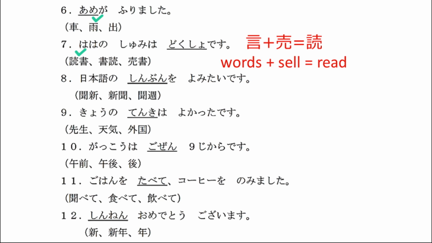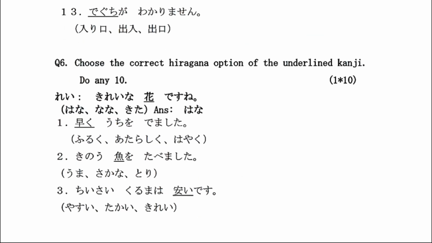Let us see the eighth question. Here we have shimbun, which means newspaper, and the correct option is the second one. In the ninth question, we have tenki, which means weather, and the correct option is the second one. In the 10th question, we have gozen, which means AM or morning, and the correct option is the first one. In the 11th question, we have tabete, which means to eat, and the correct option is the second one. In the 12th question, we have shinnen, which means new year, and the correct option is the second one. In the 13th question, we have deguchi, which means exit, and the correct option is the third one.